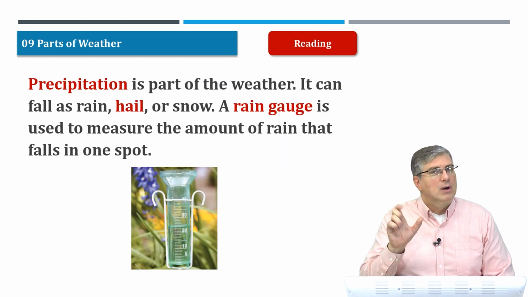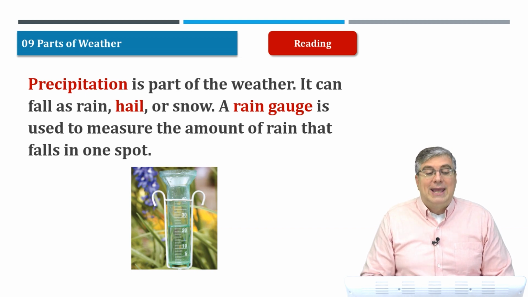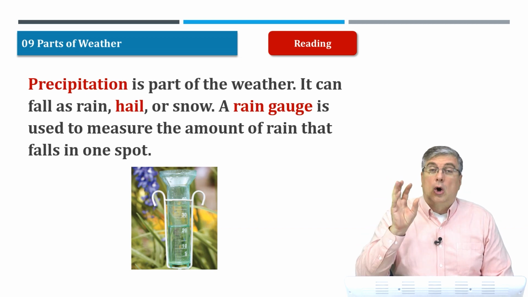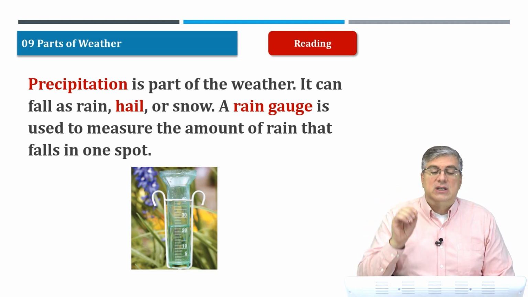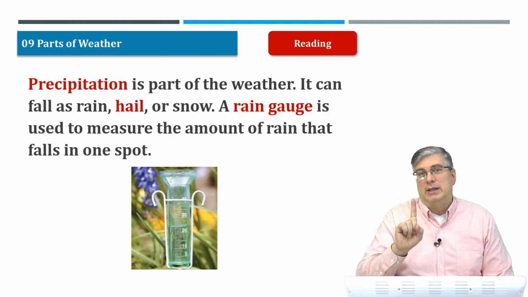Precipitation. Lots of big words. Precipitation is part of the weather. It can fall as rain, hail, or snow. A rain gauge is used to measure the amount of rain that falls in one spot.